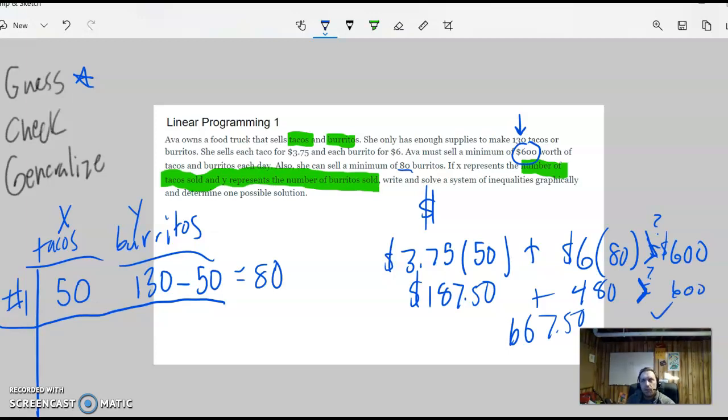So this would be one solution that works: 50 tacos, 80 burritos. All right. So let's keep in the back of our mind that one solution works. Well, let's guess another time. Let's say I made 100 tacos.